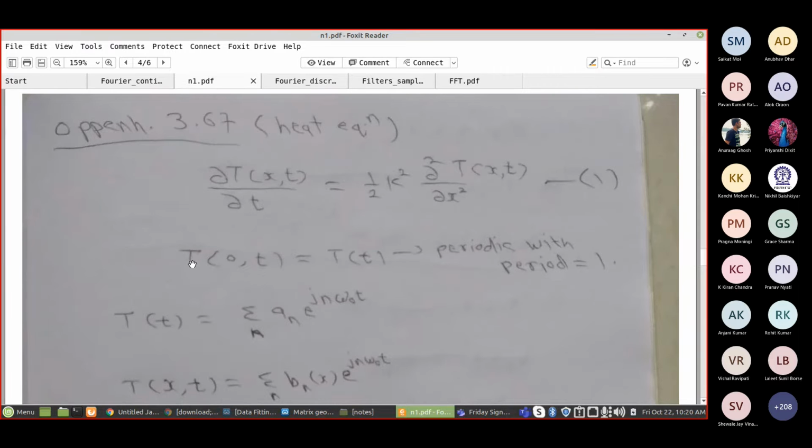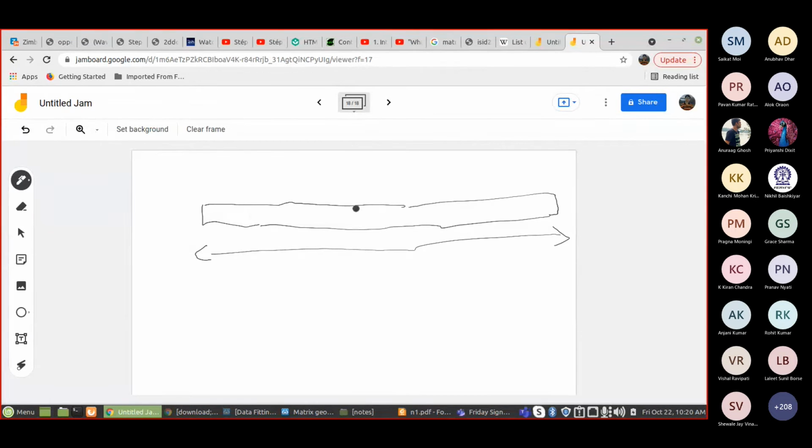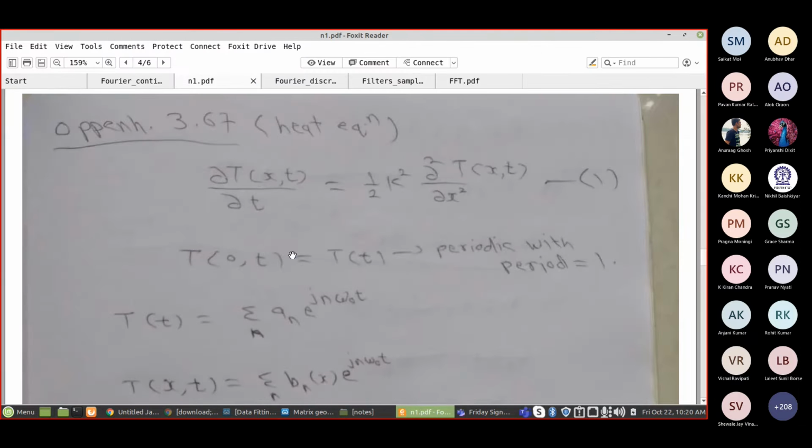And we are given the temperature profile at position x equal to 0. So let us mark that maybe here, x is equal to 0. We are given the temperature profile. So it is this periodic function. The temperature profile is periodic in the time domain. Okay, it is not periodic in the space domain.